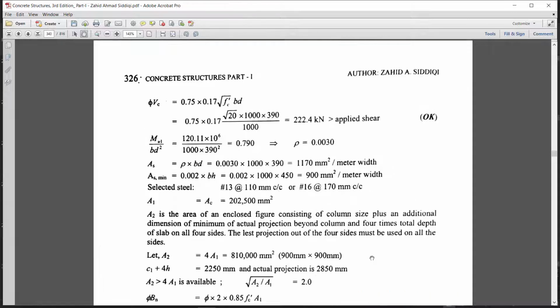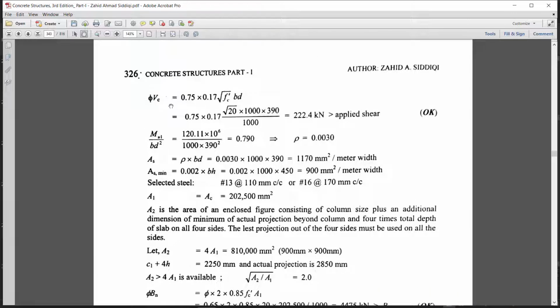Now calculate the capacity using the one-way shear formula, 0.75 times 0.17 root f'c times b d. For a unit strip, b is 1000 millimeter, d is 390, so the value is 224, which is again greater than our applied shear. Now one-way shear and two-way shear are okay, which means our depth of footing is okay. If any check, one-way or two-way shear, fails, you have to increase the depth of the footing.